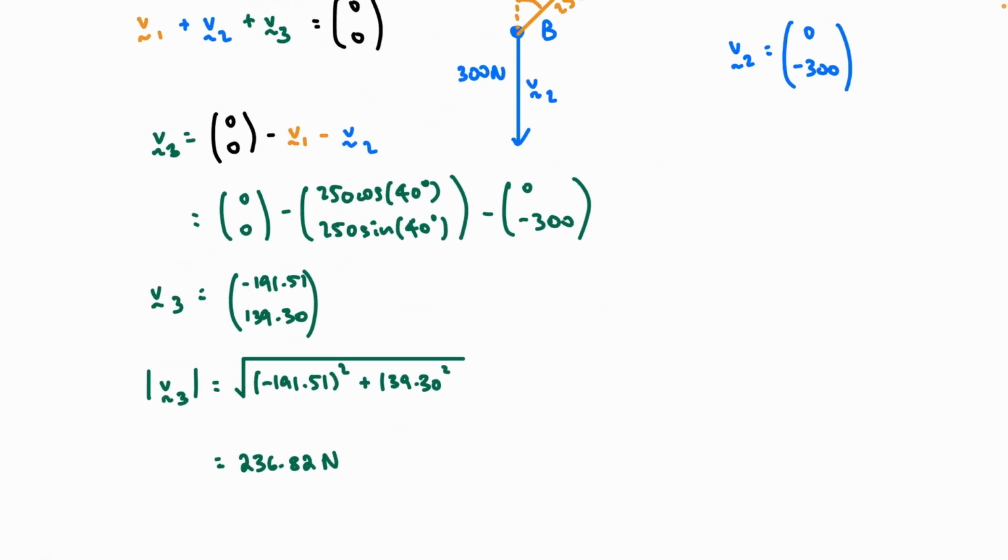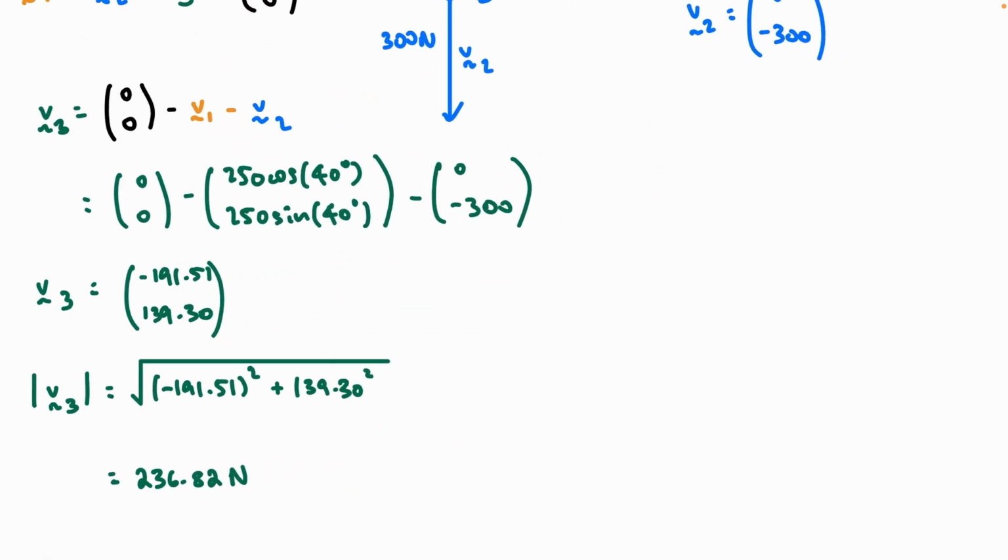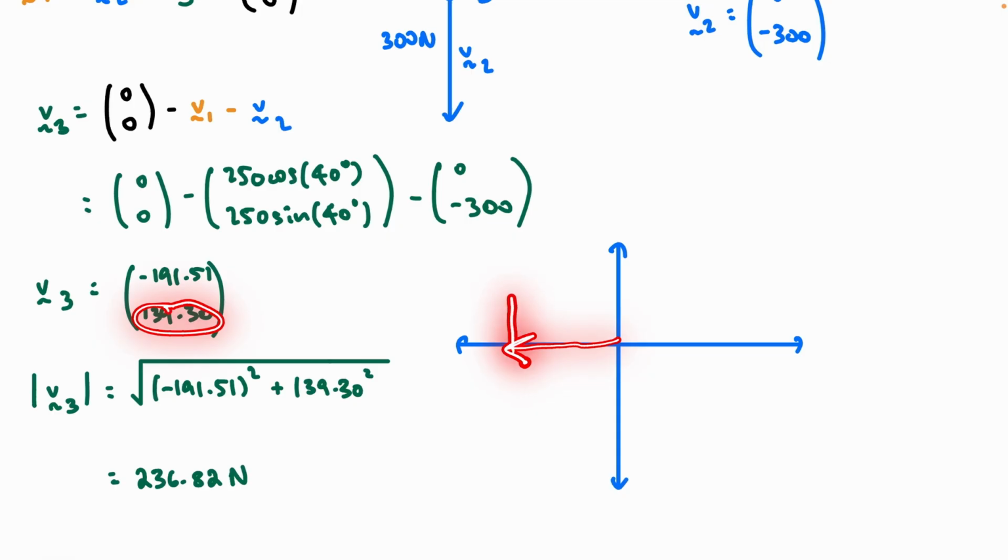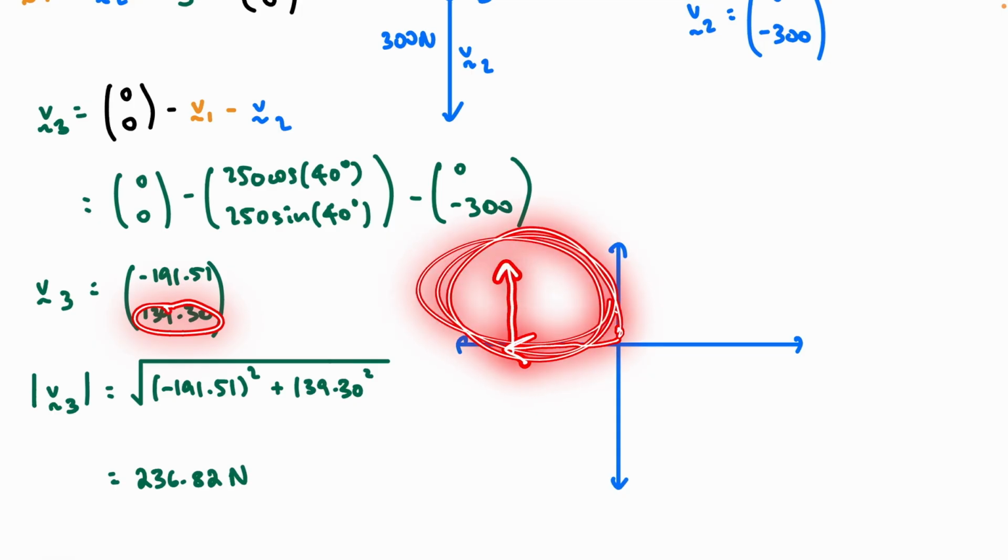Now we need to work out the direction. Direction is a little bit trickier, but it's still pretty straightforward. If I were to plot vector 3 on a Cartesian plane, which quadrant would you expect the vector to be in? Well, let's have a look. The i component is negative, so we're in the negative direction for the i component, and the j component is positive, so we're going positively upwards. So we know we're going to be in the second quadrant.